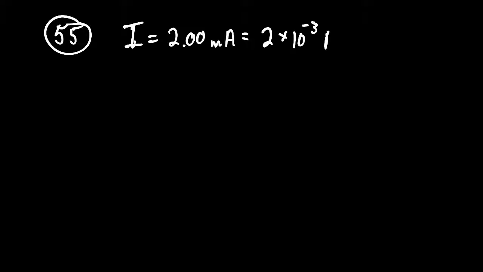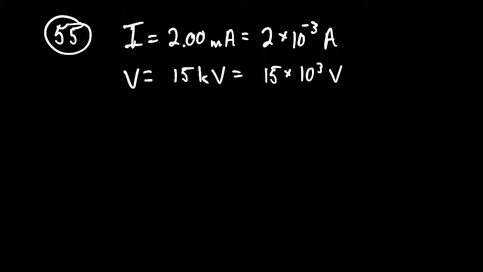So we have a current that we apply from this cauterizer. Current is 2 milliamps. What's probably a good idea to do with this milliamps? Convert it to amps. So milli is 10 to the negative 3. So this would be 2 times 10 to the negative 3 amps. They tell us the voltage of this is 15 kilovolts. So 15 times 10 to the third volts. They want to know the power of this.